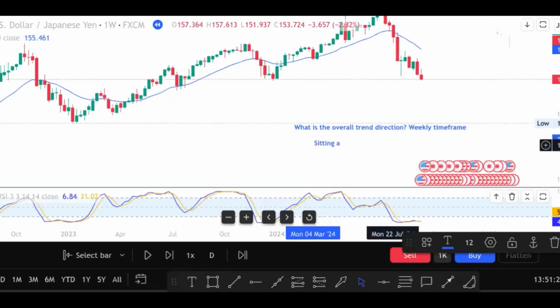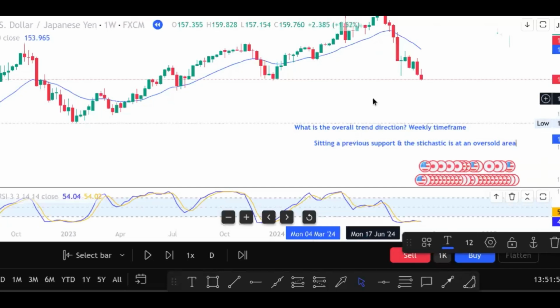Sitting at previous support and the additional bit, the stochastic is at an oversold area. All right. So these are key things.